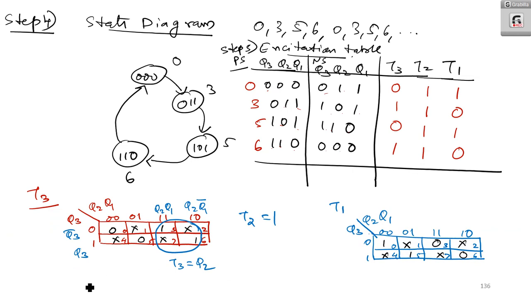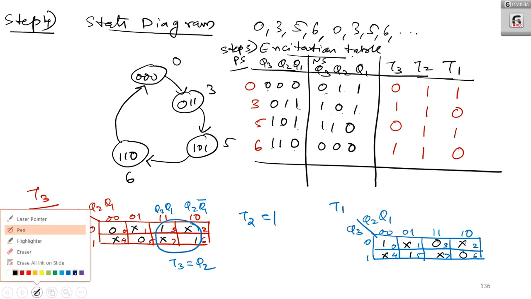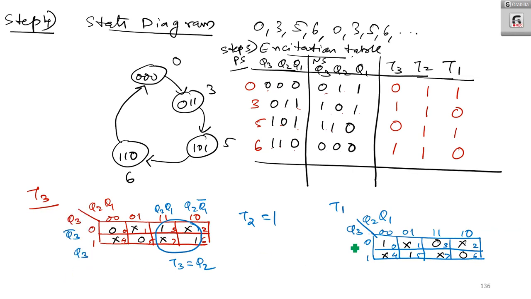So what I can do? We can club these 4. So what is common? This is Q2 bar Q1, this is Q2 bar Q1 bar, this is Q2 bar Q1. So what is the common factor? The common factor is Q2 bar. Therefore we can write T1 is equal to Q2 bar.